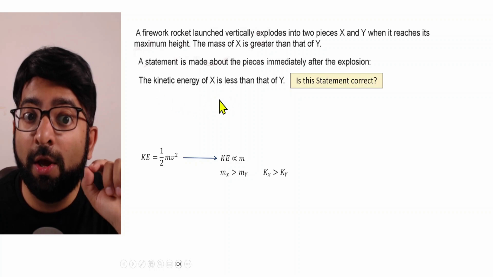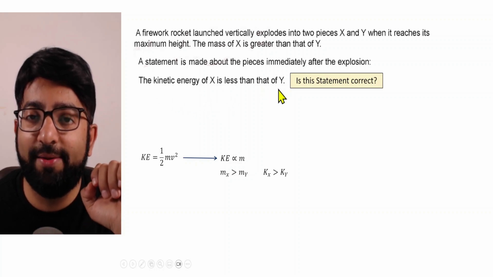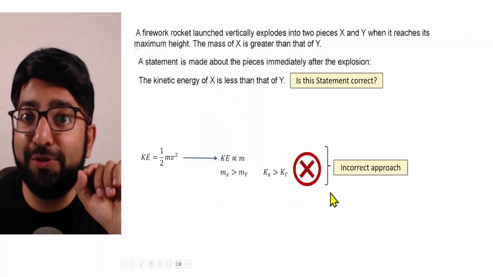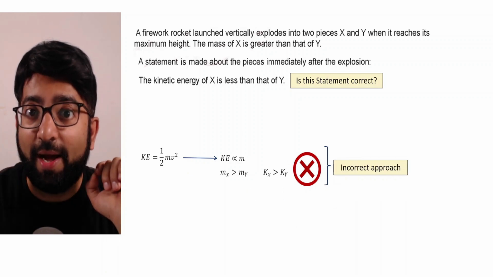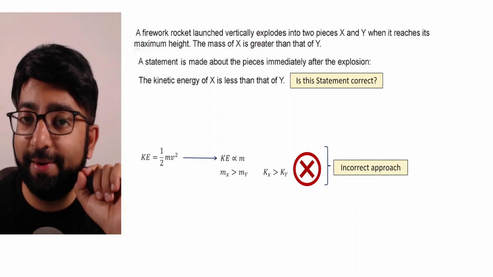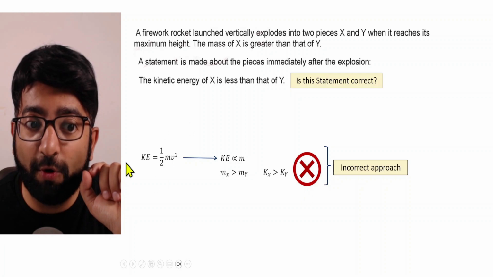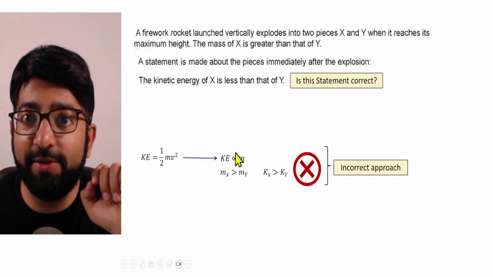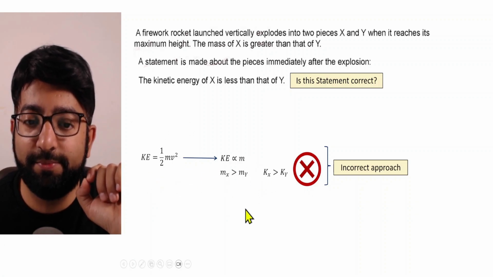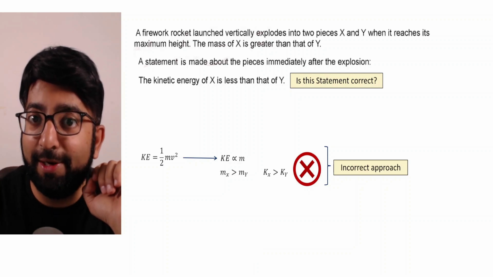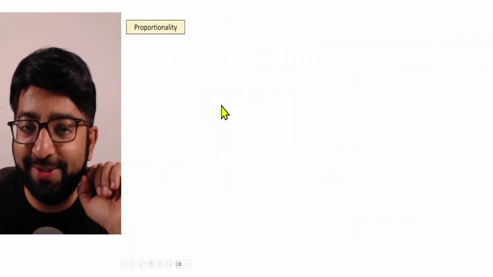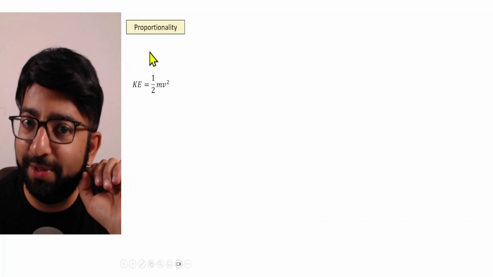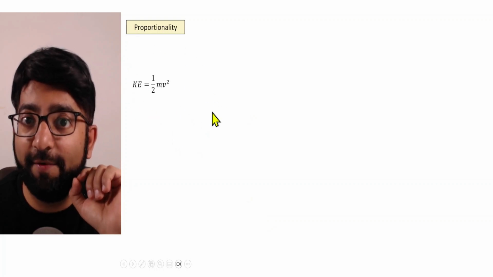Kinetic energy of X is not less than that of Y. But all of this approach is actually wrong. This is incorrect. And that is where the rule of proportionality comes into the picture. From this formula, we cannot say kinetic energy is directly proportional to m. Let me explain that concept in a little more detail, starting with the same formula, kinetic energy is half mv square.